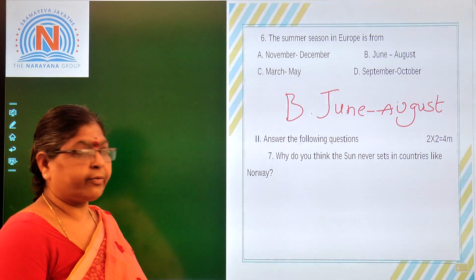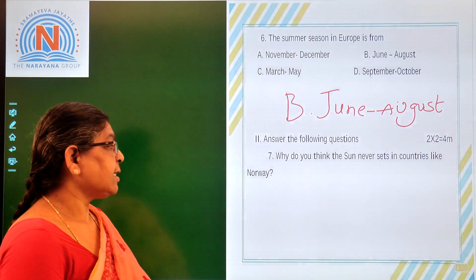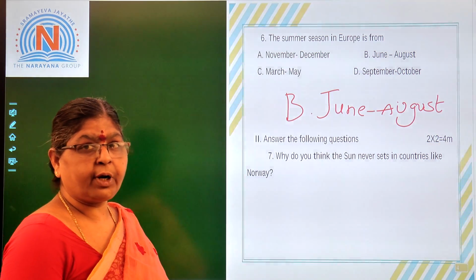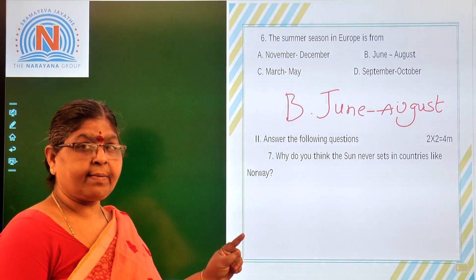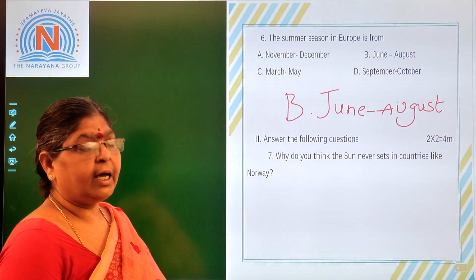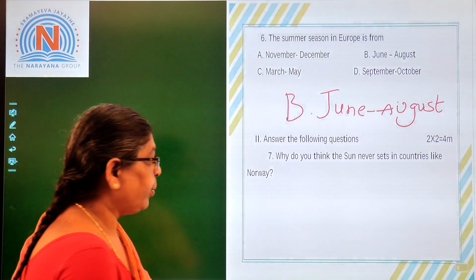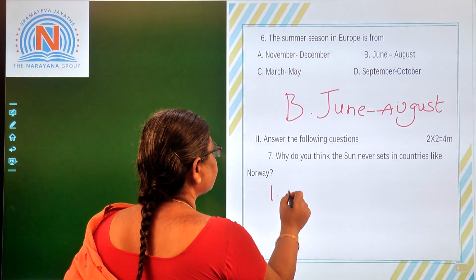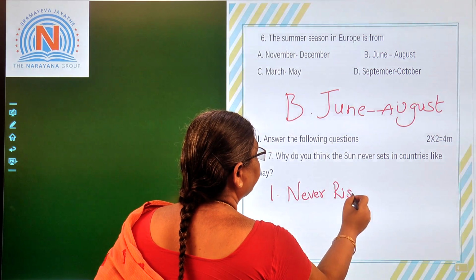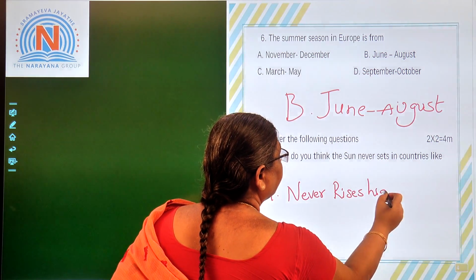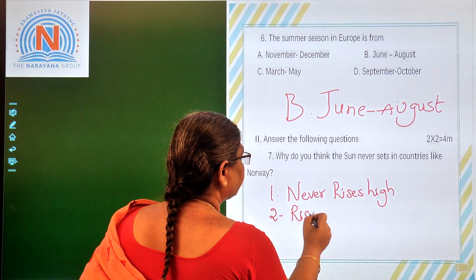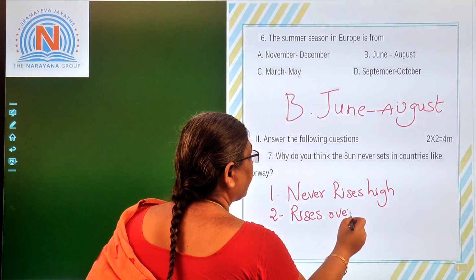Now let us look on to the 2 mark questions. Why do you think the sun never sets in the countries like Norway? Norway, Sweden, these countries which are in the northern portions of Europe, in those areas already we have learned as an MCQ that the sun never sets. Why do you think that the sun never sets in these countries like Norway? Because the sun never rises high. Then where does it rise? It rises over the horizon.